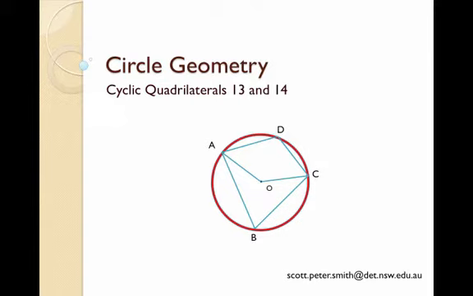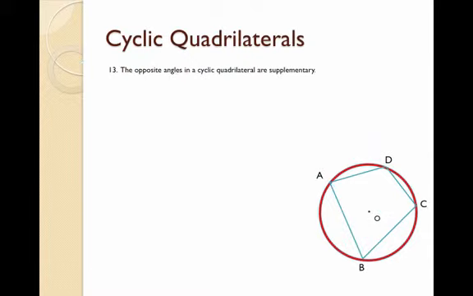Hello and welcome to the video about cyclic quadrilaterals, which details the properties of theorem 13 and 14. If something is cyclic, then it is inscribed inside a circle, just touching the circumference. So this video is about properties of four-sided shapes whose vertices are on the circle. If you have a cyclic quadrilateral, then the opposite angles are supplementary.